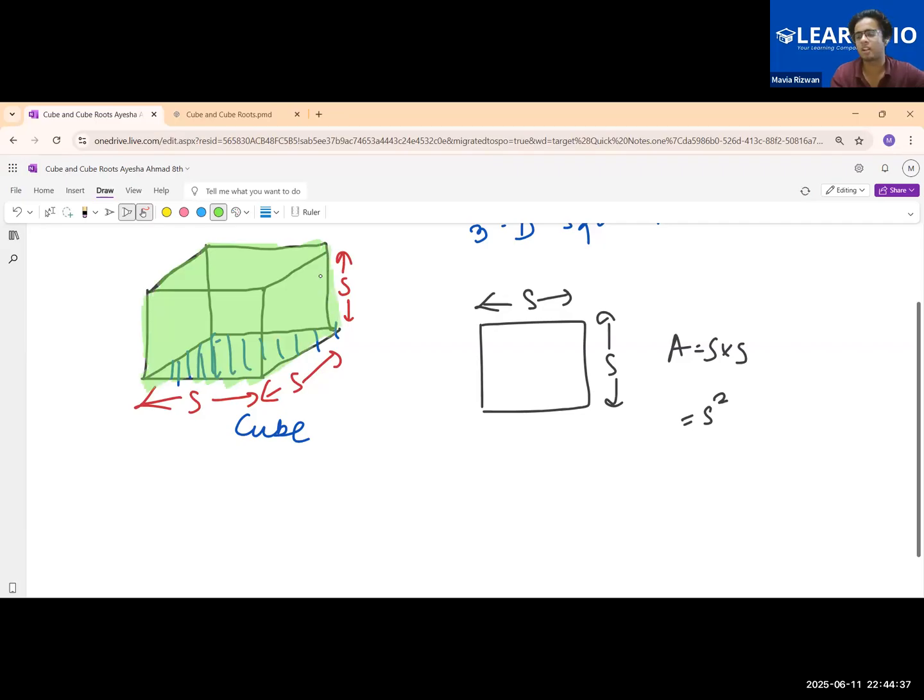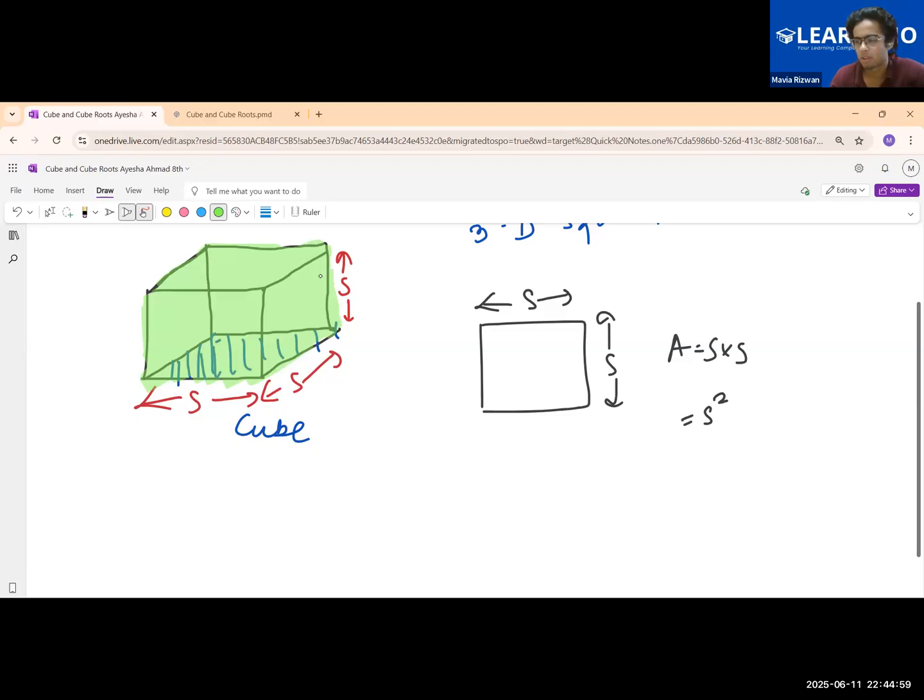Suppose I have a cylinder, like bottles are cylindrical. This jar of biscuits is cylindrical. How many biscuits can I fill in it? How much water can I fill in it? That is known as volume. And this outer covering is known as area. Is this clear? Yes, sir.